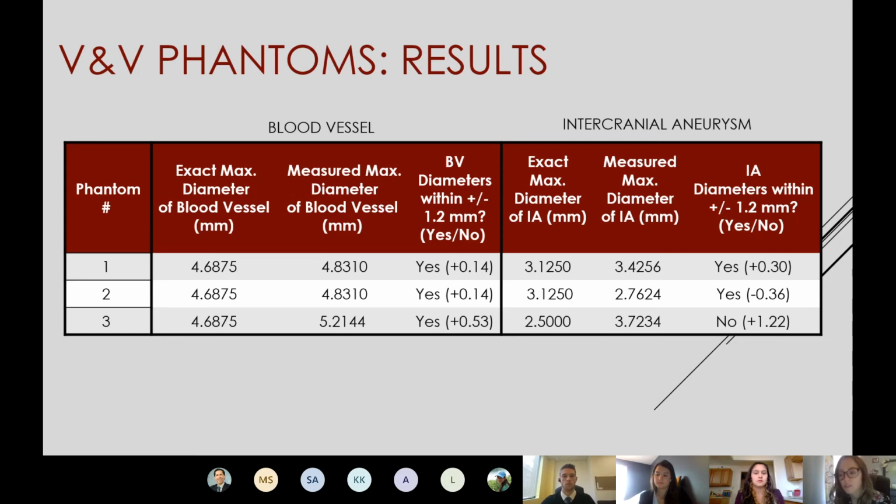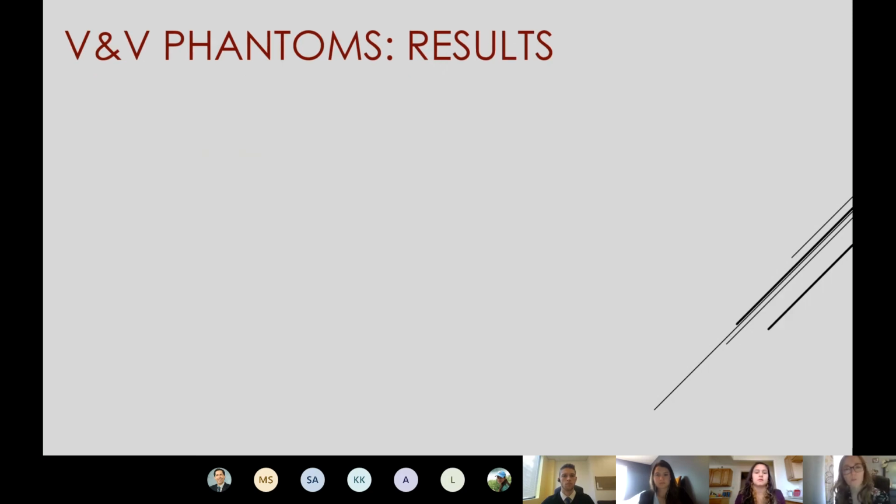Of those 6 comparisons, 5 of them passed, so they were within plus or minus 1.2 millimeters. And the 6th one, the third phantom comparing the max diameter of the aneurysm, failed, so it was above 1.2 millimeters, it's 1.22 millimeters. So this overall experiment was a fail, but in the next few slides, Anna will also talk about why, even though this experiment was a fail, our project was still successful.